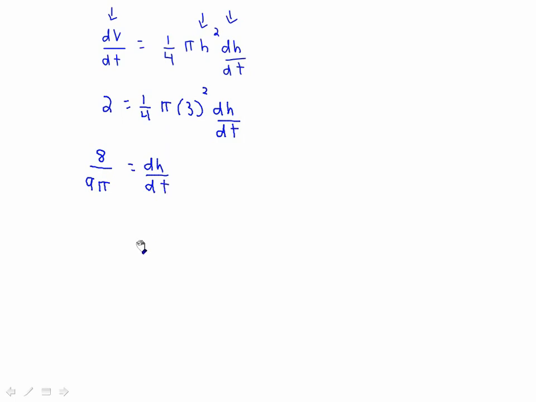And I note that the question was asking for an exact value, so I'll say that the height or the water level is rising at 8 over 9 pi. In this case, we're at meters per minute. So fairly typical, fairly routine problem.